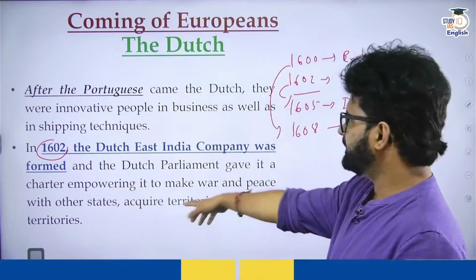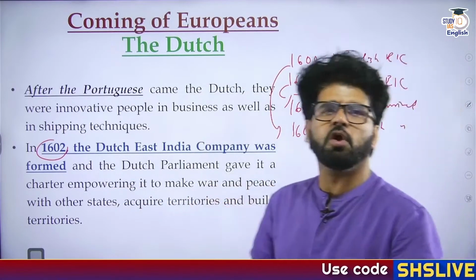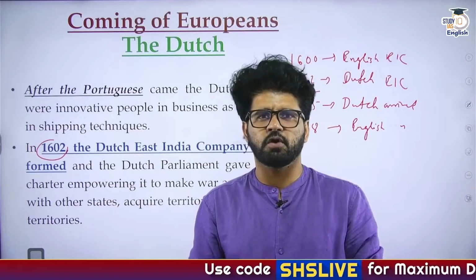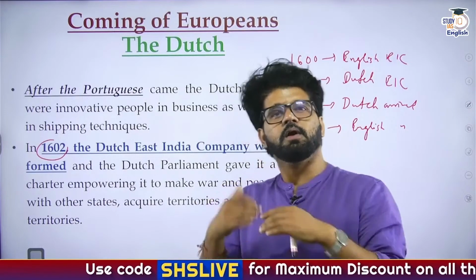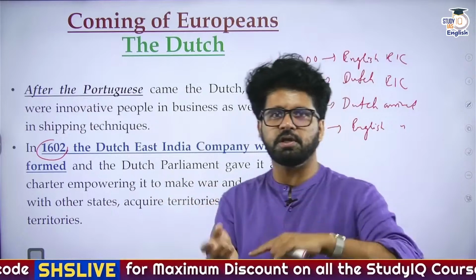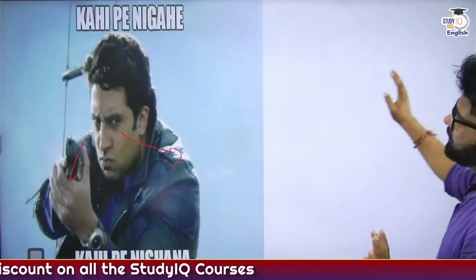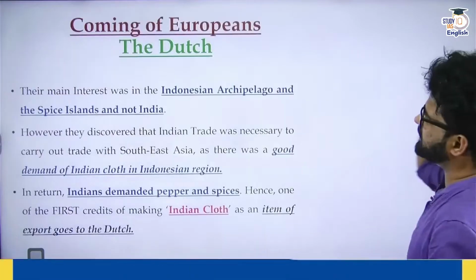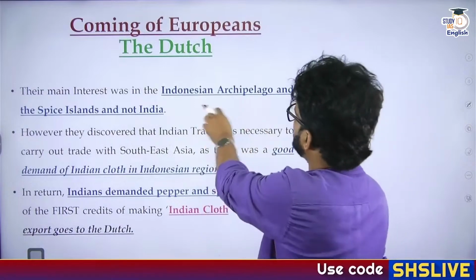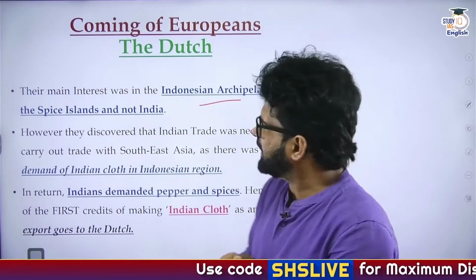So the Dutch Parliament gave it a charter empowering it to make war and peace, do whatever you want to do. Make love, not war. Make love and war, both. So again, like the Mughals' policy, they used to do love as well as war. So you can understand what is happening here. We have discussed the chronology. We have discussed this particular meme also. What does it mean in the context of the Dutch EIC? Their main interest was in the Indonesian archipelago and the Spice Islands.